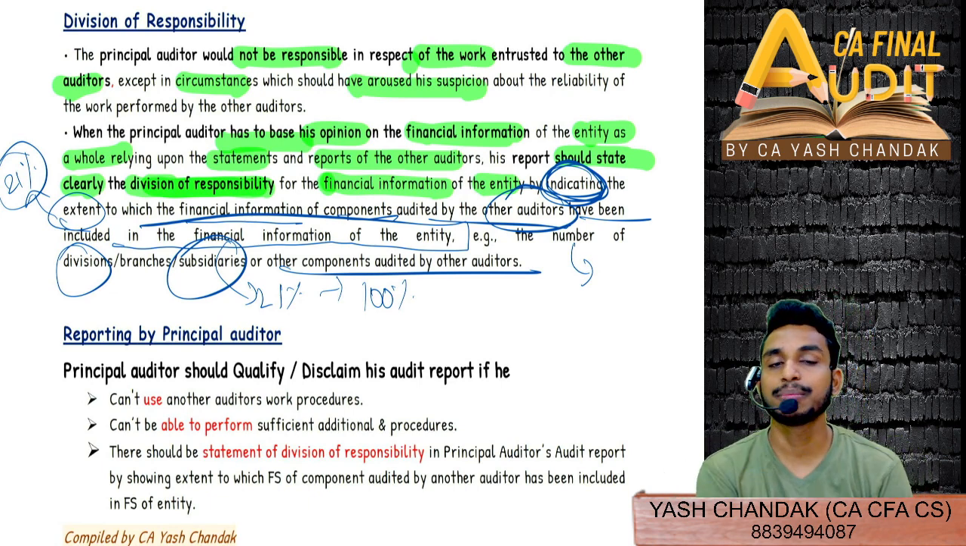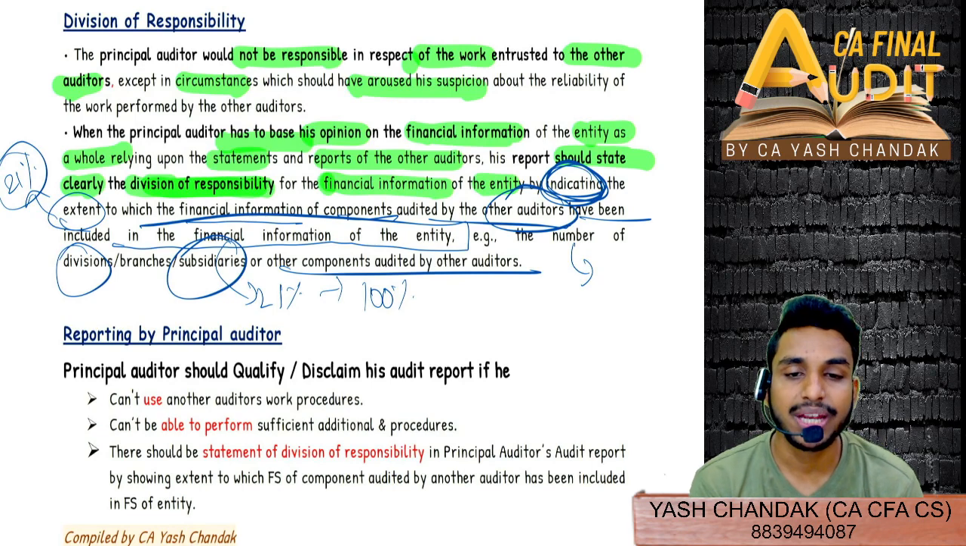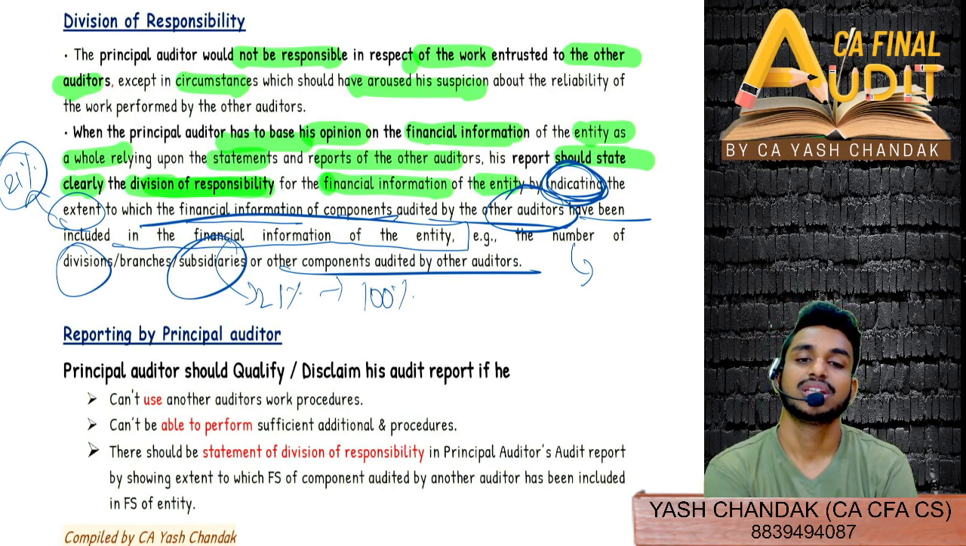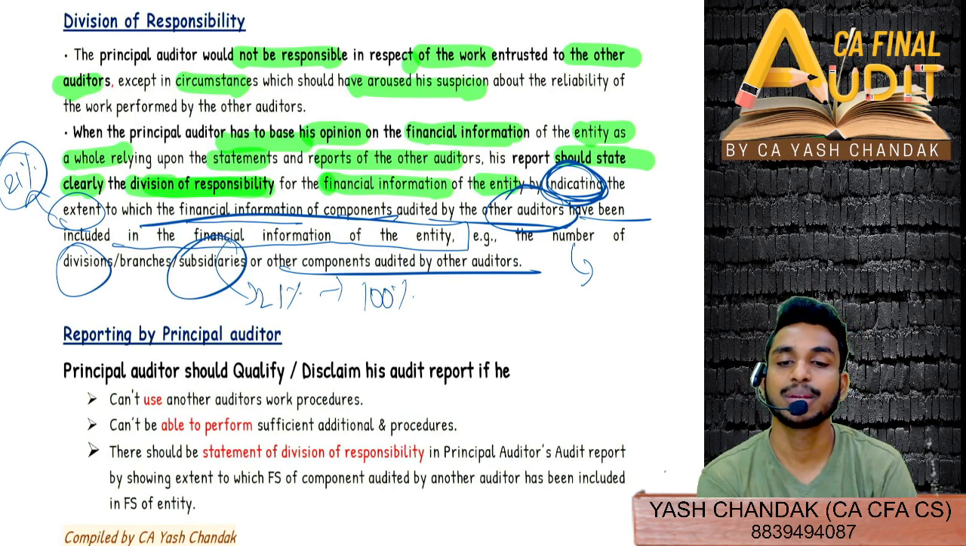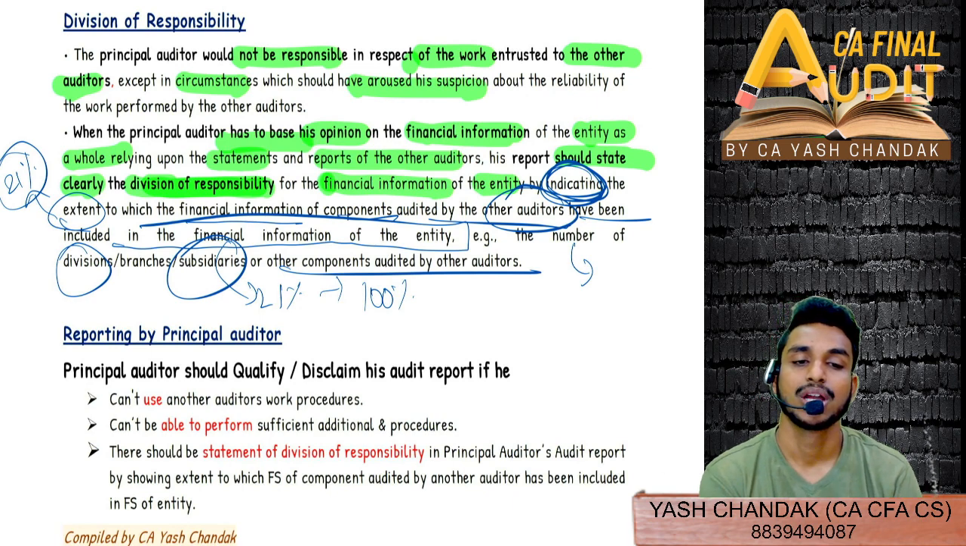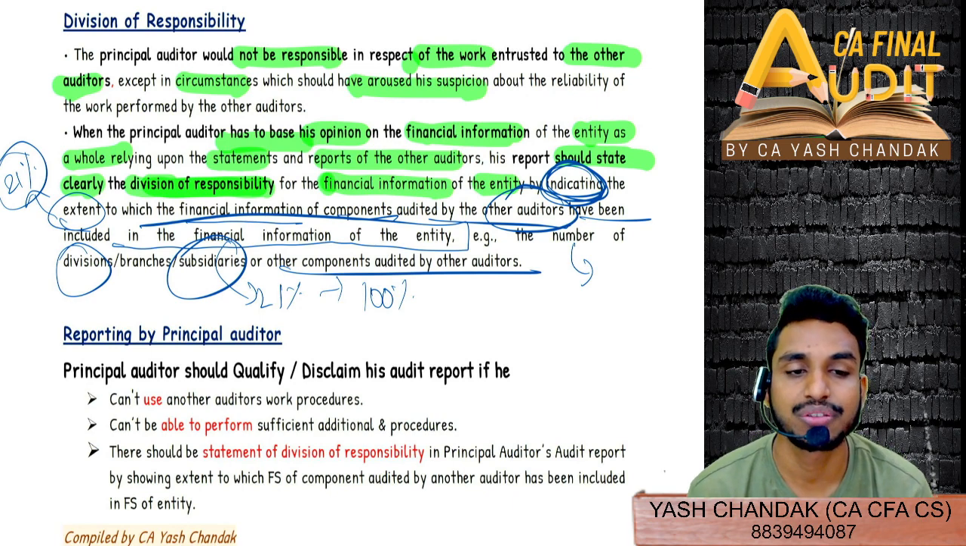ऑडिटर्स रिस्पॉन्सिबिलिटी कौन से पैरा में जाती है? अदर मैटर पैरा. इतने जल्दी भूल गए क्या? अदर मैटर पैरा में जाती है ना, रिगार्डिंग ऑडिट, ऑडिटर्स रिपोर्ट एंड ऑडिटर्स रिस्पॉन्सिबिलिटी.